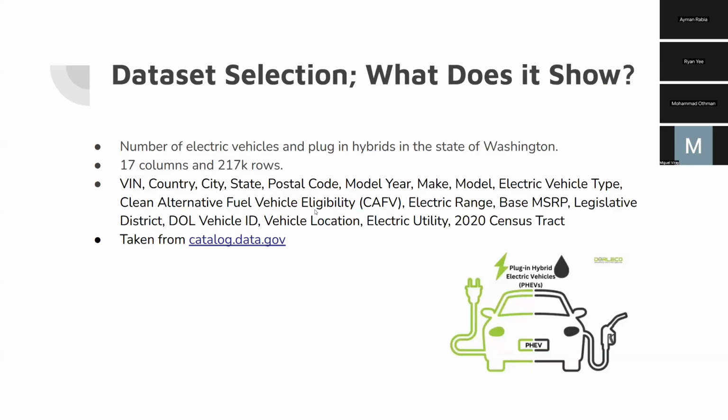So for our dataset selection, we chose a dataset that contains a number of electric vehicles and hybrids in the state of Washington. And the dataset contains 17 columns and 217K rows. Next.